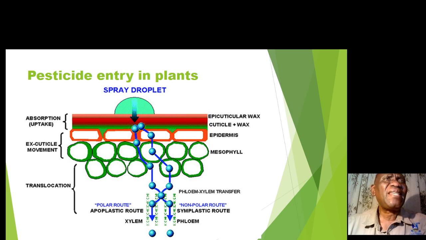So we have the epicuticular wax or cuticle plus wax forming the outer layer. You can have the droplet which lands on that surface. Depending on the characteristics of the droplet, it may finally penetrate through the cuticle. Then it moves into the epidermis, then mesophyll layer. It may end up in the phloem or xylem route.